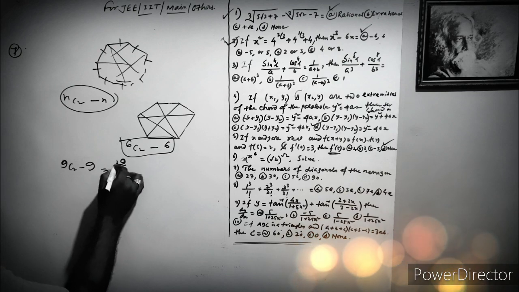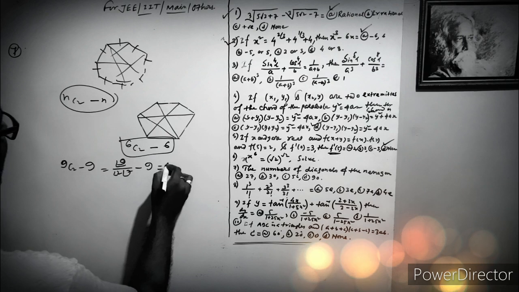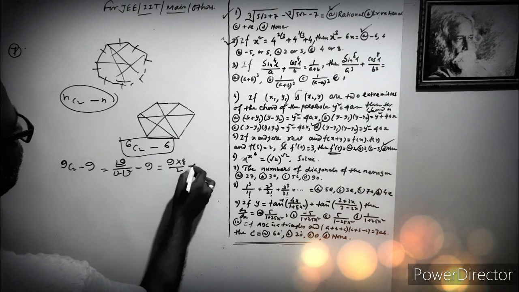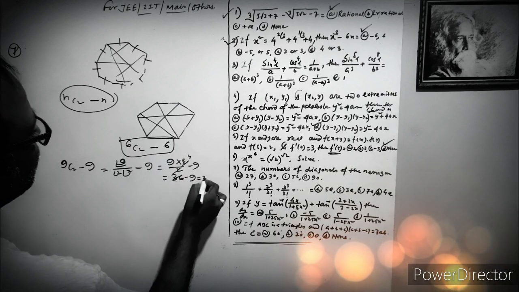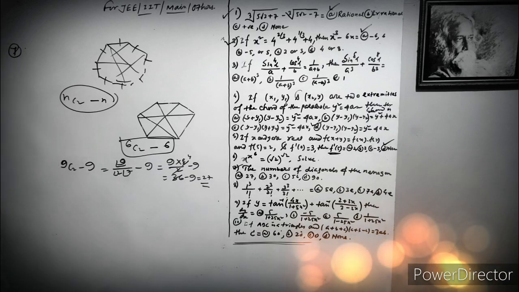So factorial 6 over factorial 2 times factorial 4, minus 6, and this is 6 into 5 by 2, since factorial 4 cancels, minus 6. So this is 15 minus 6, which is equal to 9. This is the number of diagonals for question number 7.